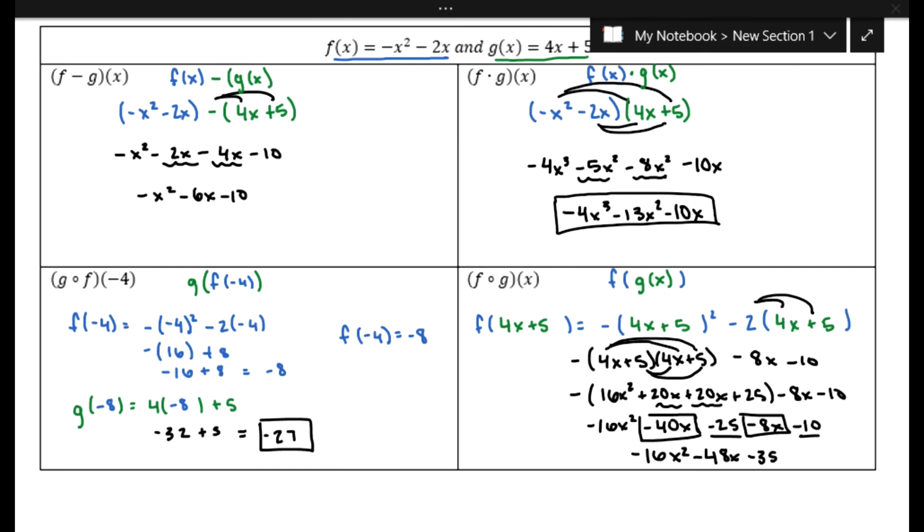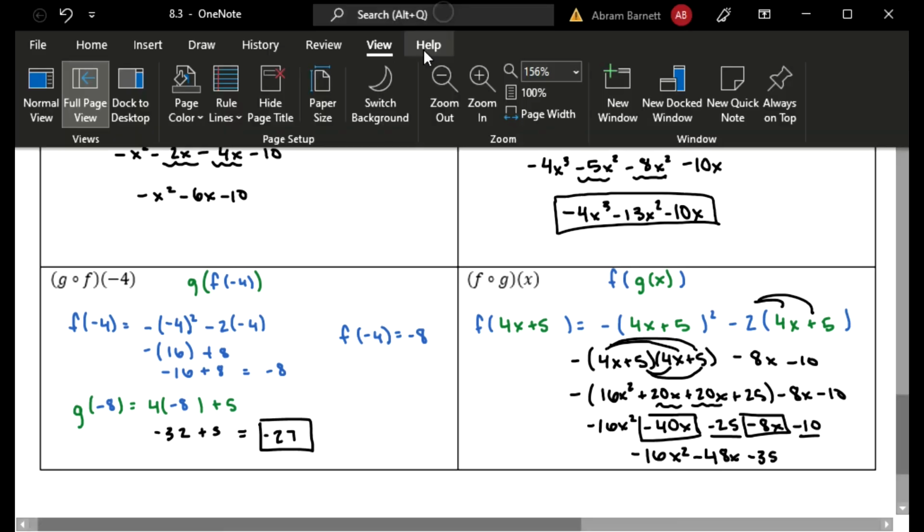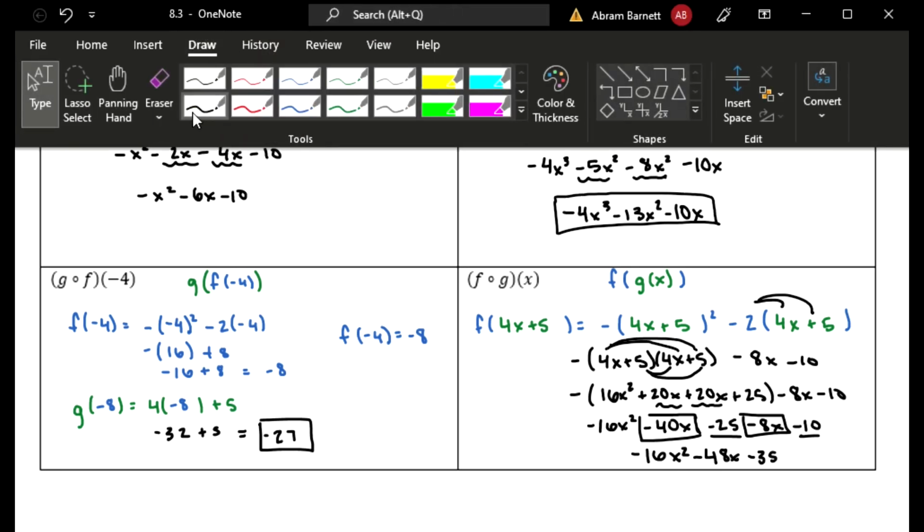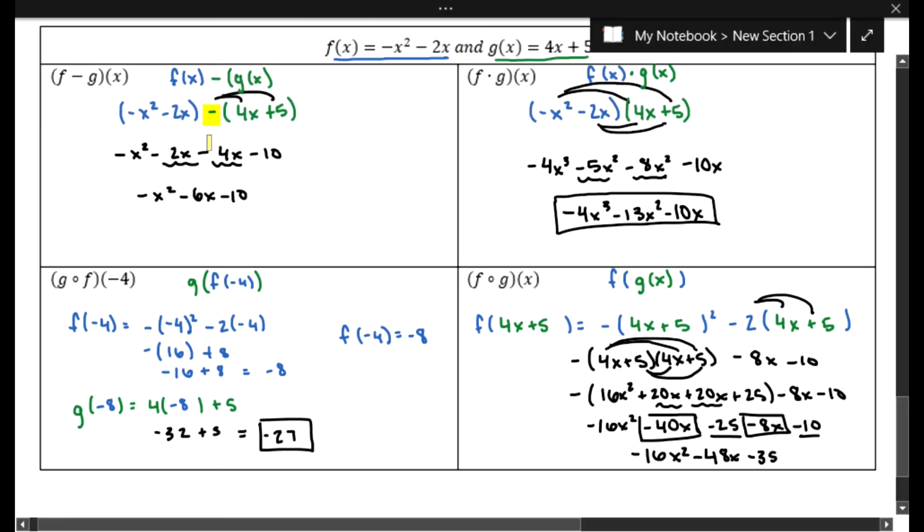All right, I hope you tried those problems. Here's my work. On this first problem, the biggest mistake I'm going to see is this negative not being distributed to make it negative 4x and a minus 10. On the second one, you're FOILing. Make sure you're watching your negatives. This should be the answer.